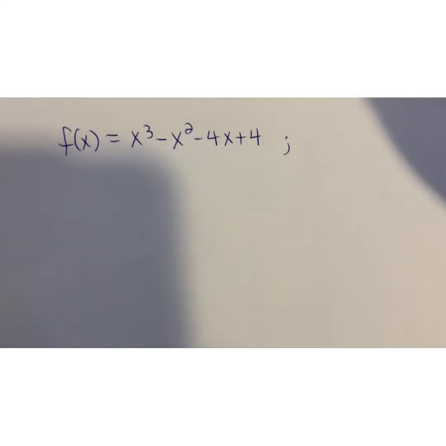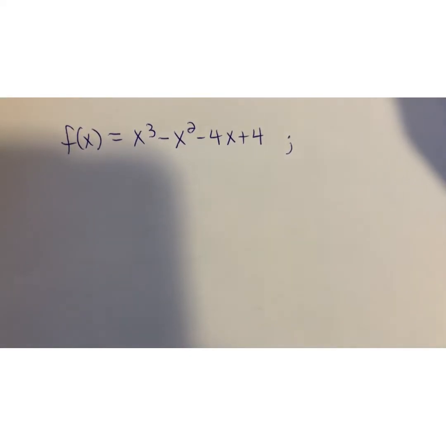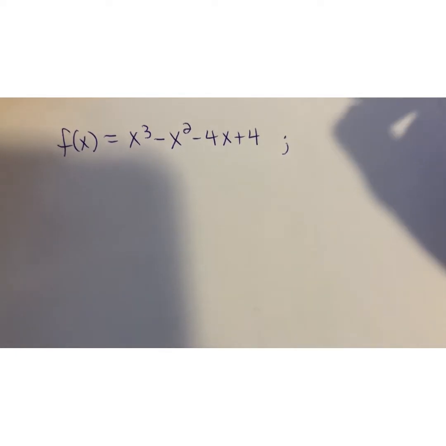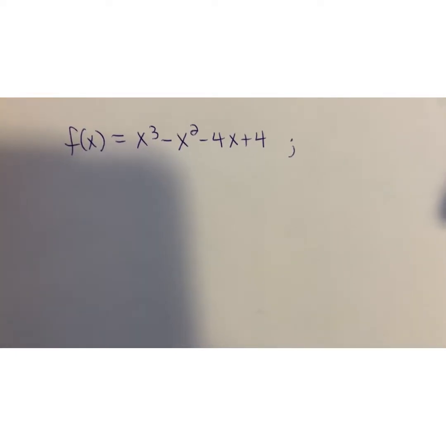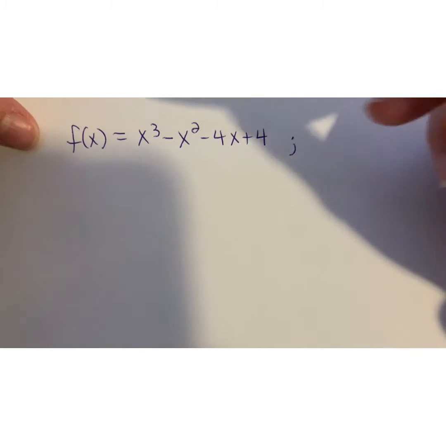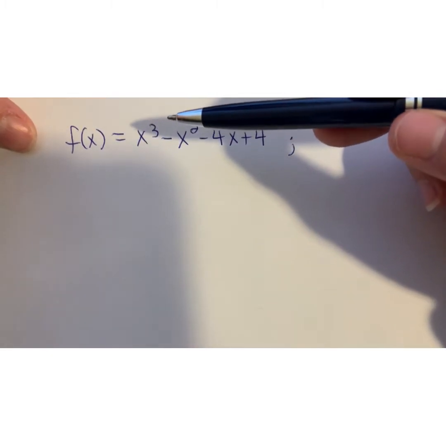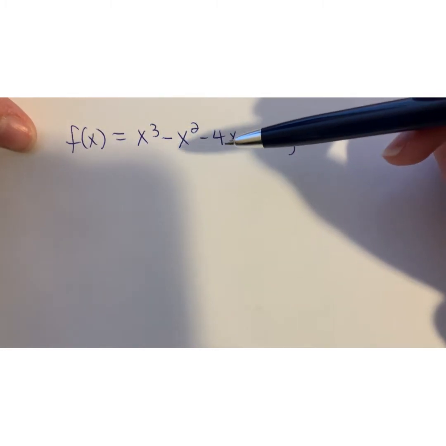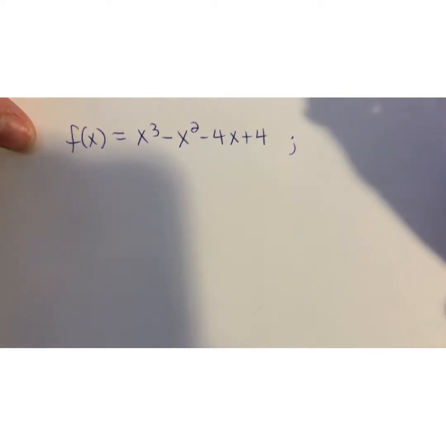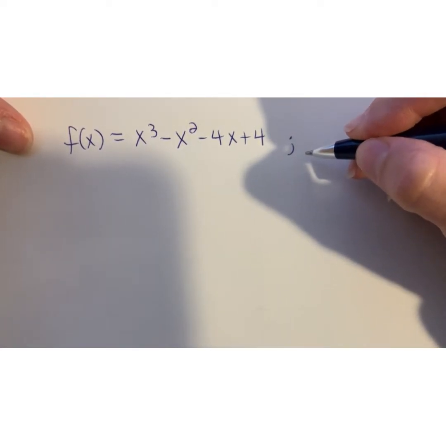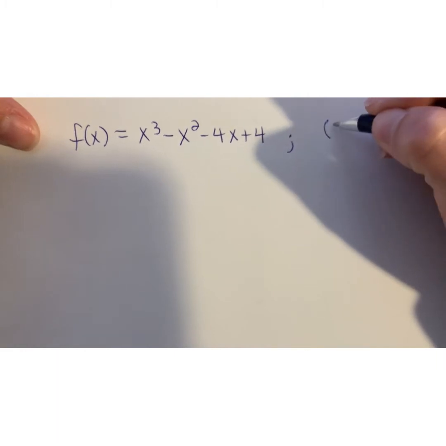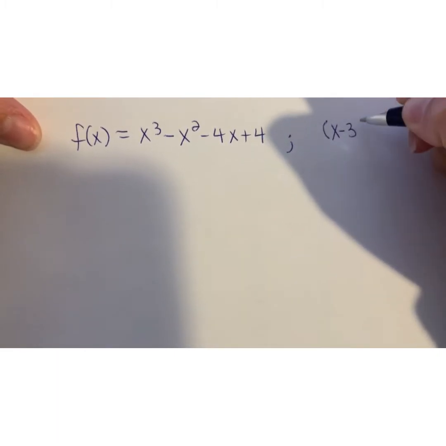Hey guys, I want to talk to you really quickly about the remainder and factor theorems and what you're going to see today. So what you're supposed to do is they'll give you a function, f of x equals x cubed minus x squared minus 4x plus 4, and then there will be a semicolon, and then they'll give you something like x minus 3.